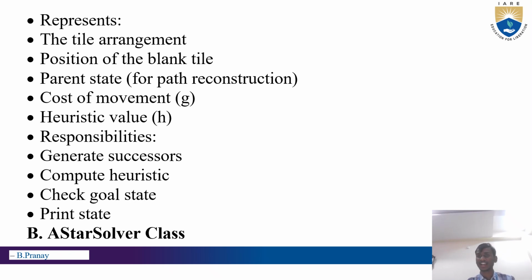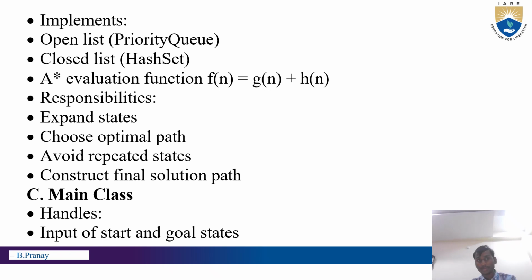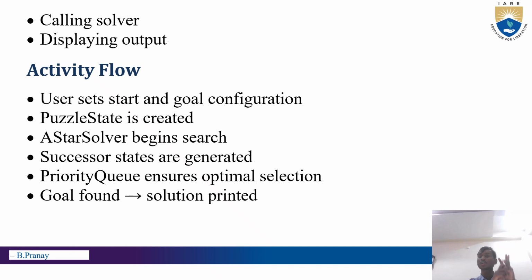The A star solver class implements the open list as a priority queue, the closed list as a hash set, and the evaluation function f(n) = g(n) + h(n). The responsibilities of the A star solver class are to expand states, choose the optimal path, avoid repeated states, and construct the final solution path. The main class handles input of the start and goal states, calling the solver, and displaying the output.